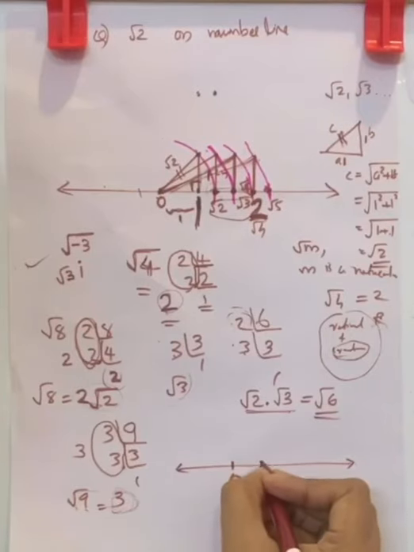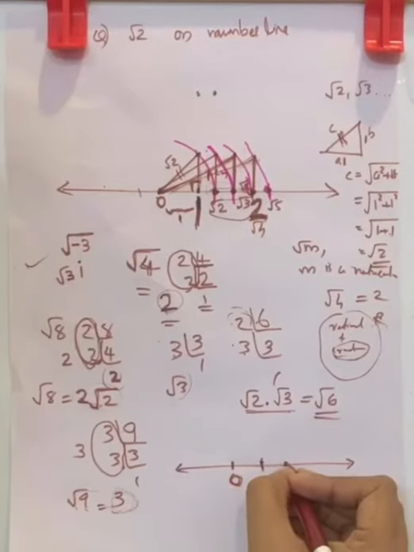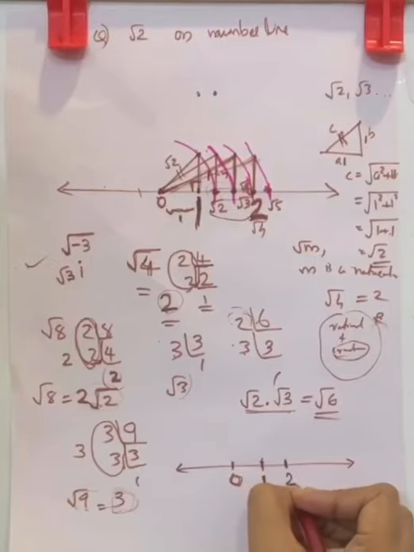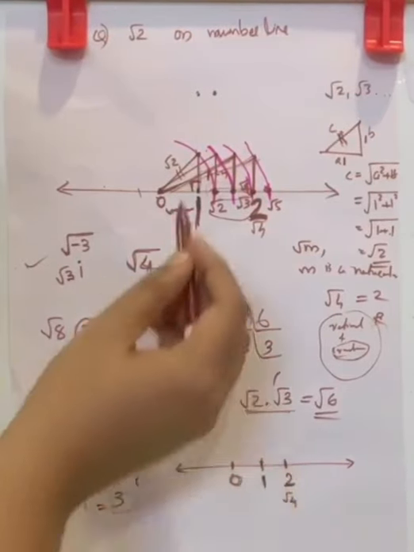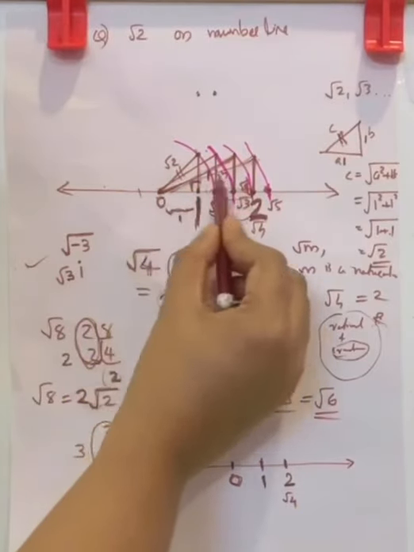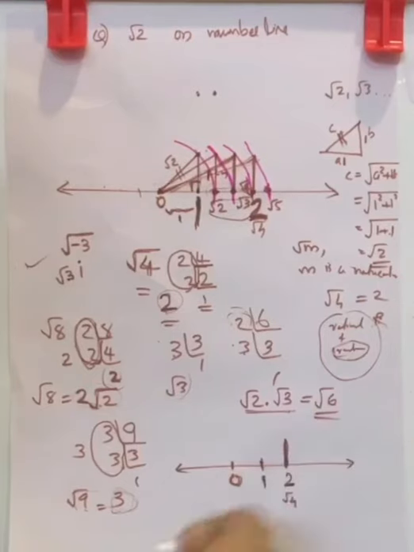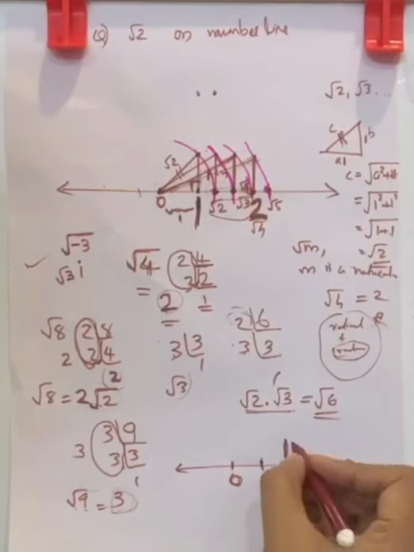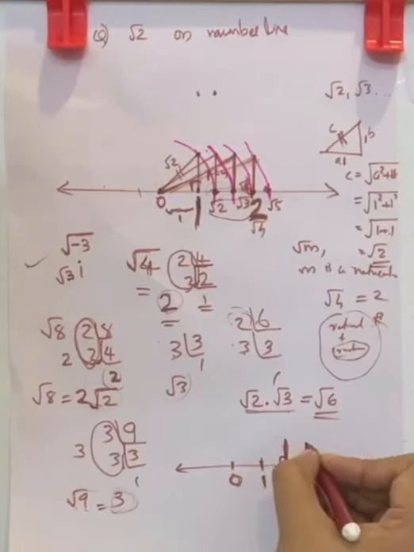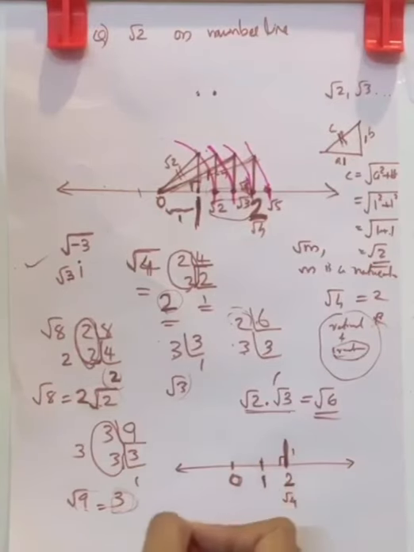Or you can simply draw a number line, 0. Take 1 centimeter here and mark it as 1. Take another 1 centimeter and mark it as 2. This is root 4, we know. From that, we don't need to draw all these points. Just draw one unit here at 90 degrees. Using the protractor, consider 90 degrees and draw a 1 centimeter line here.